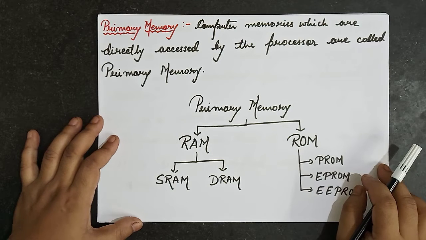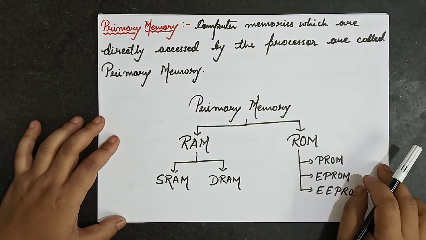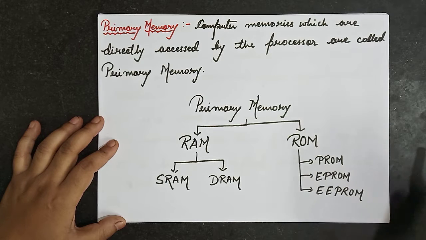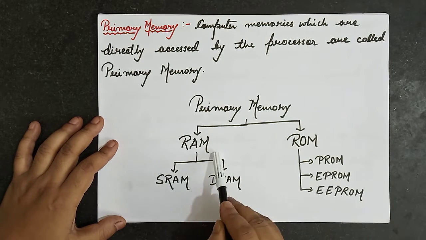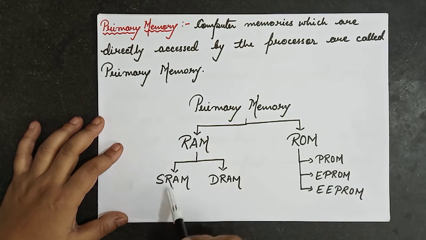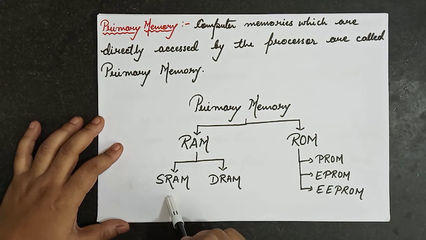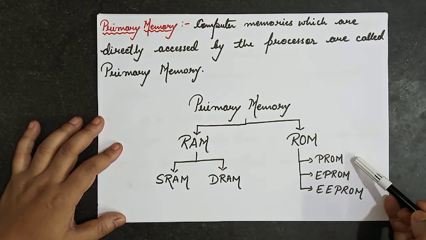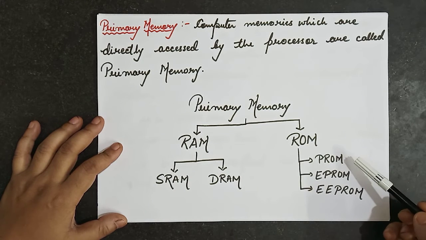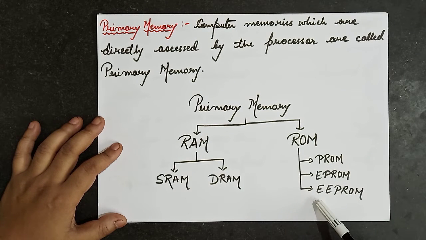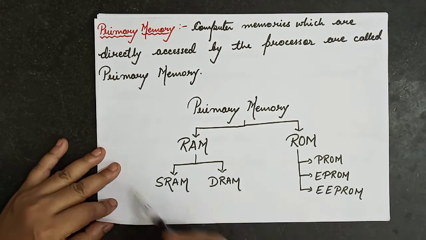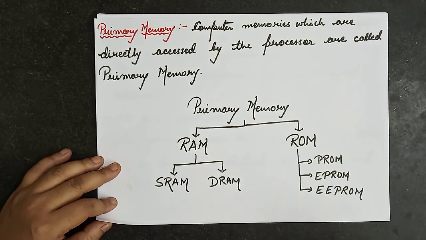What do you mean by primary memory? Computer memories which are directly accessed by the processor are called the primary memory. Primary memory can be classified into two categories: one is RAM, another is ROM. RAM can be further classified into two categories: static RAM and dynamic RAM. ROM can be further classified into three categories: PROM, EPROM, and the third one is the EEPROM. Okay, so let's see each and everything in detail.